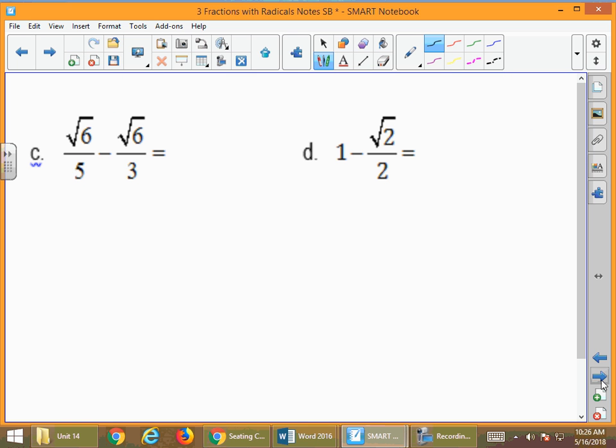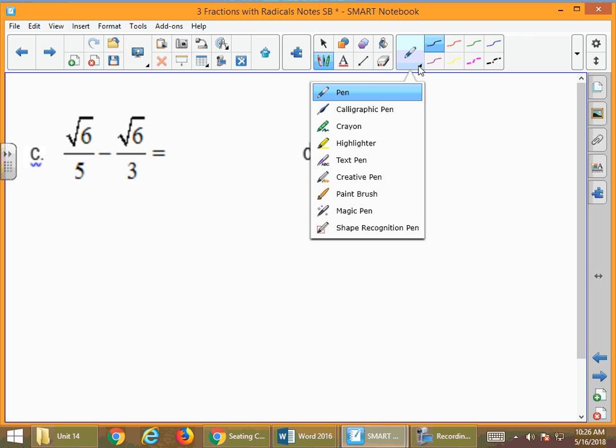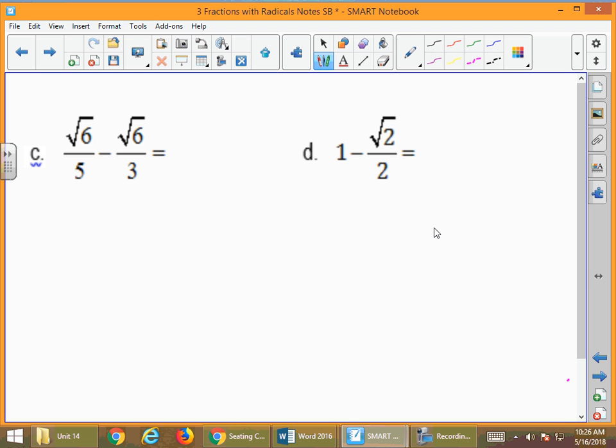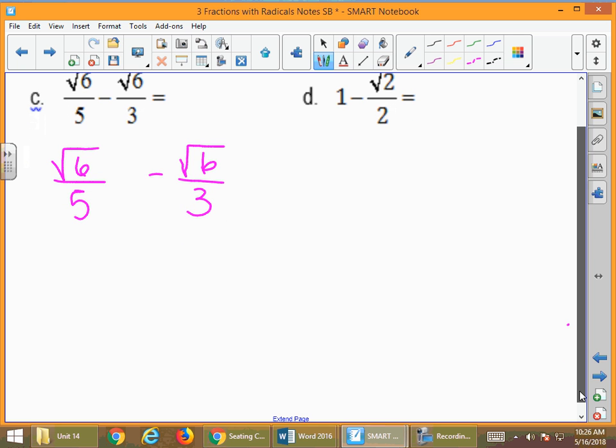Letter C. Square root of 6 divided by 5 minus the square root of 6 divided by 3. Once again, when we write this here, for adding and subtracting, we have to find a common denominator. So I'm going to write the square root of 6 over 5, leave a little space, minus the square root of 6 over 3. And we need to find the common denominator. Well, 5 times 3 is 15. Common denominator is 15. And then let's see if we can figure out our fancy form of 1.